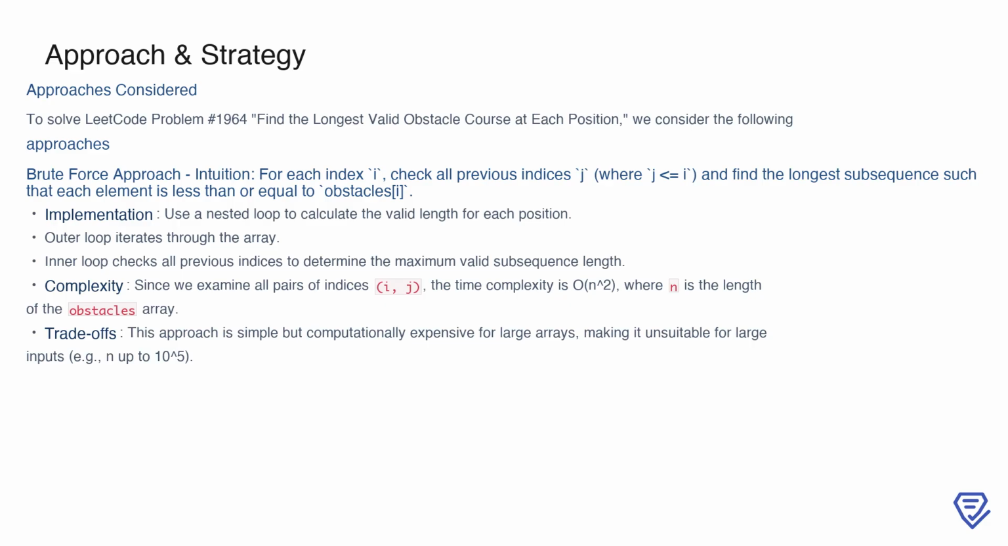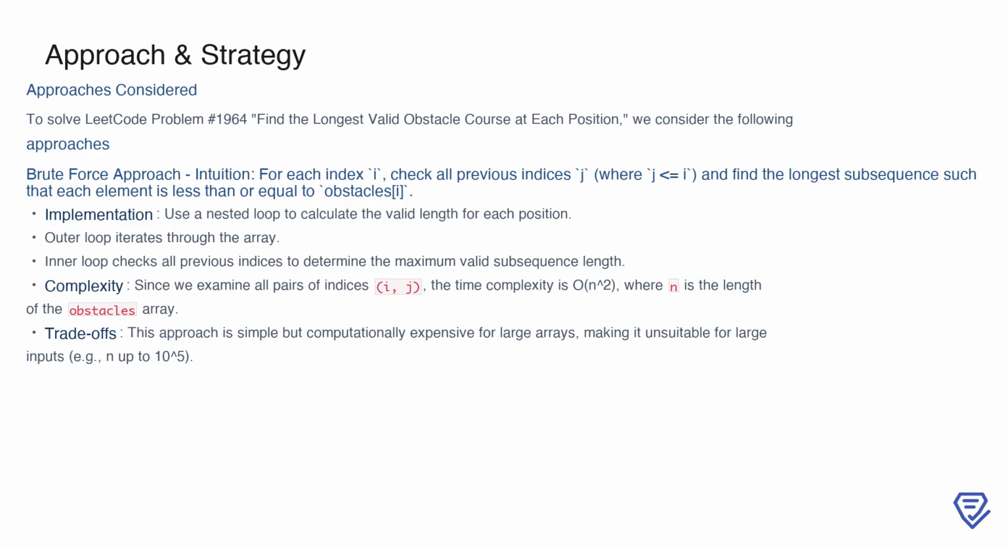For each index i in the array, we look at all previous indices j where j is less than or equal to i. For each of these indices, we check if the obstacle at position j is less than or equal to the obstacle at position i. If it is, we calculate the length of the subsequence ending at i and keep track of the maximum length. This can be implemented using a nested loop, where the outer loop iterates through the obstacles array, and the inner loop checks all previous indices to determine the maximum valid subsequence length for each position.